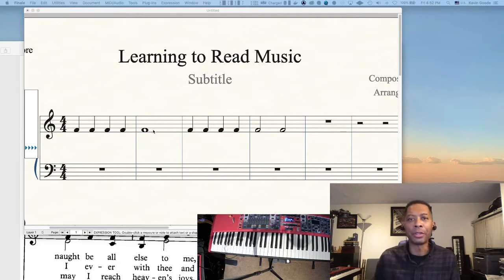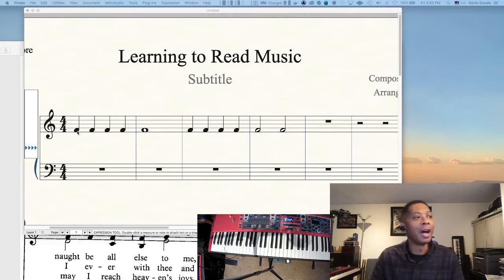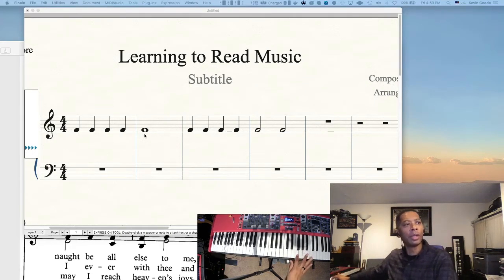So a whole note gets four counts. What does that mean? That means that we are going to hold it for the value of four beats. So in this first measure, we counted and clapped or played one and two and three and four beats. The next measure, we're still going to count four beats, but we're only going to play the note once. So here we go. One and two and three and four and we left. Okay, so a whole note, four counts, but you play the note only once.